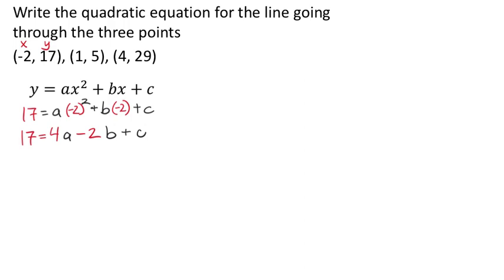But I've got to do it with all 3 ordered pairs. So we get the pleasure of doing this all over again, but with the new ordered pair. So let's do the 1, 5. I'll do this one in purple because it's just my next color. But again, it's the same idea. The y value here is 5. The corresponding x values are just 1s, and that's nice, because 1s is pretty easy to work with.